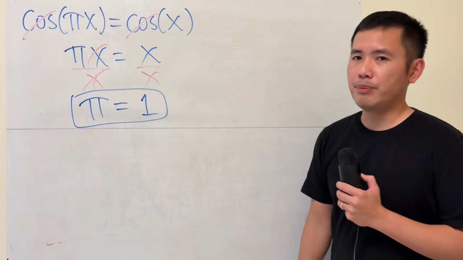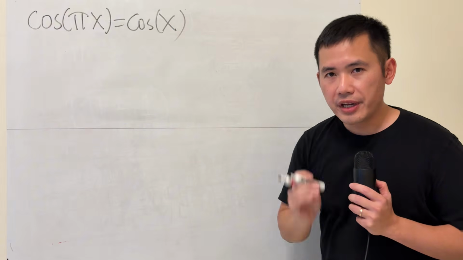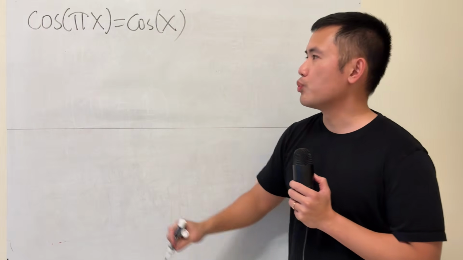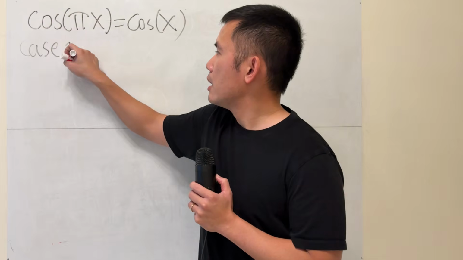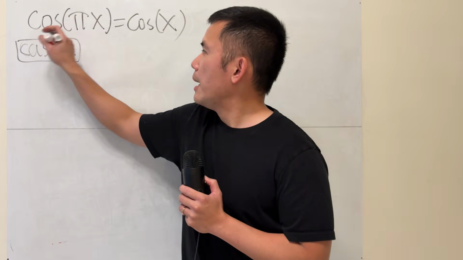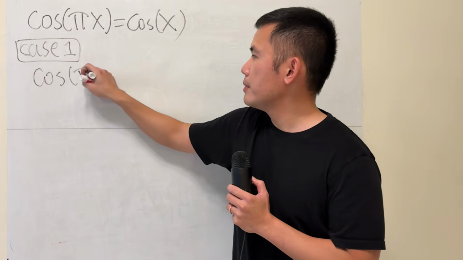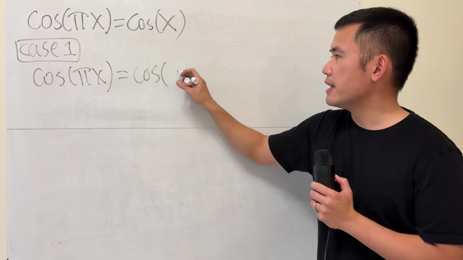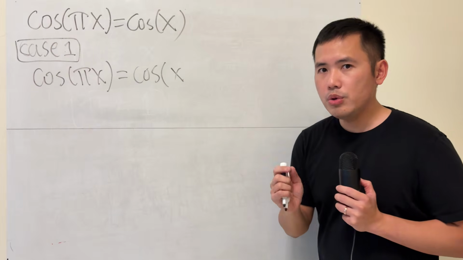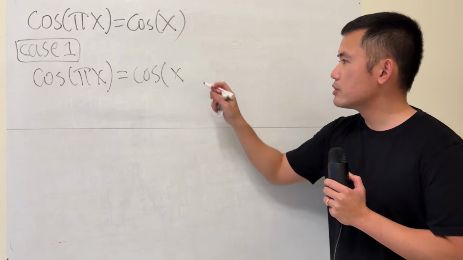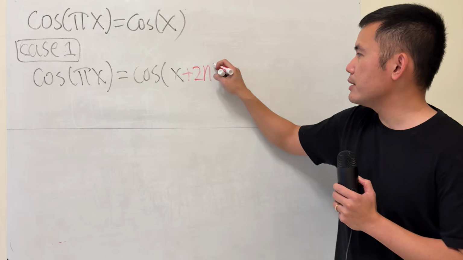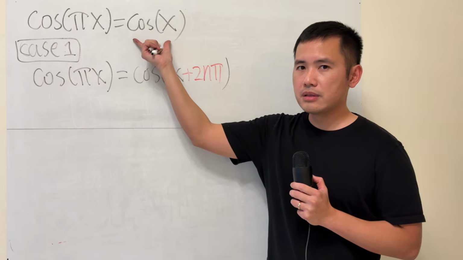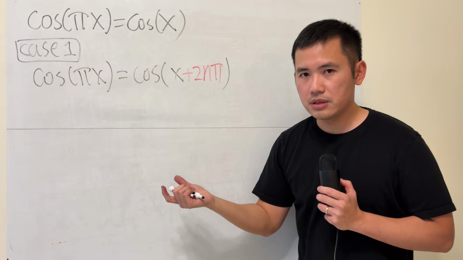So how exactly are we supposed to solve this equation though? So here is the deal. When we have cosine of pi x is equal to cosine of x, here is case 1. I'm going to keep the cosine of pi x the same. And for cosine of x, this right here, it's the same as x. But remember, the period of cosine is 2 pi. So the truth is we can add 2n pi to it. And this will always be the same as cosine of x. This is how we end up with all these solutions.